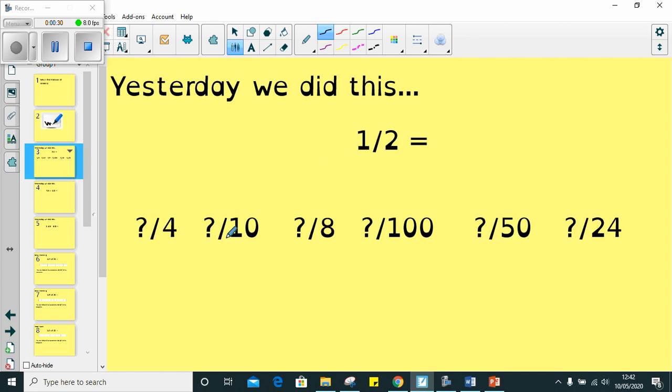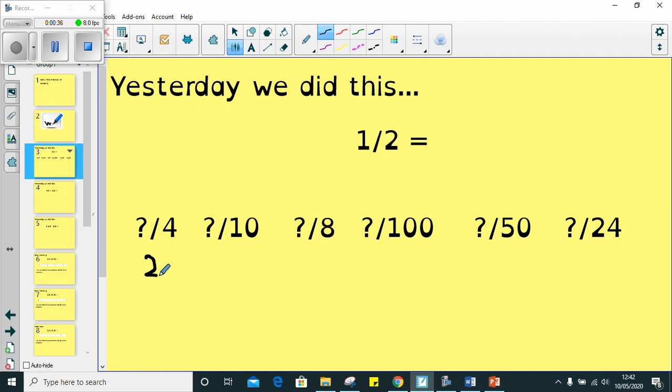To turn a half into a quarter, you should know what a half looks like as a quarter anyway, but you'd multiply it by 2, so you'd get 2 quarters. I know that that line looks like that, but like we said before, the computer for some reason doesn't like to write fractions properly, so when we're drawing them, we do them with a straight line. To turn a half into a tenth, you'll multiply it by 5.